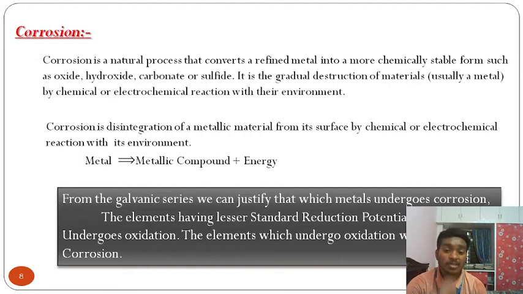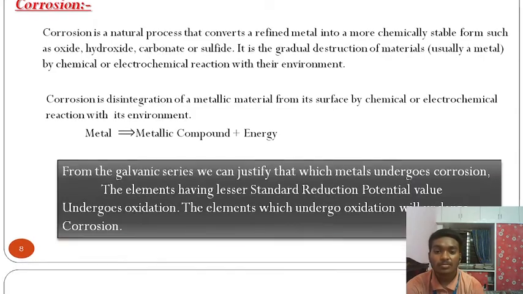From the galvanic series, we can justify which metal undergoes corrosion. The elements having lesser standard reduction potential value, the elements present below hydrogen, mostly undergo oxidation. Definitely, the elements which undergo oxidation will undergo corrosion.